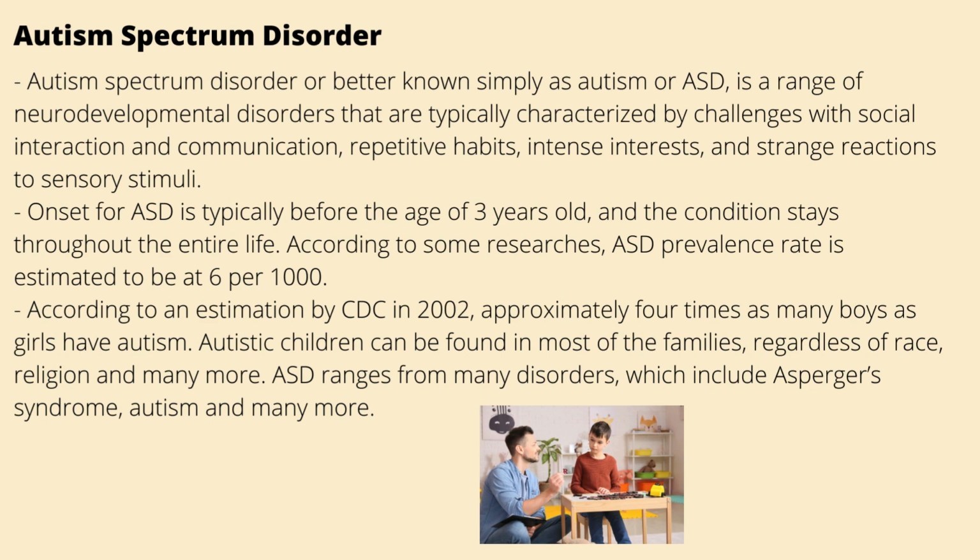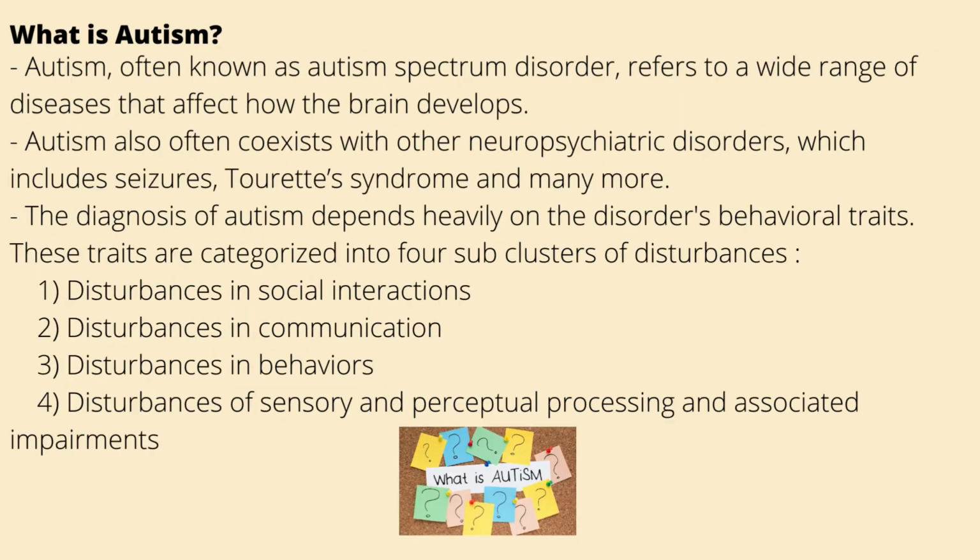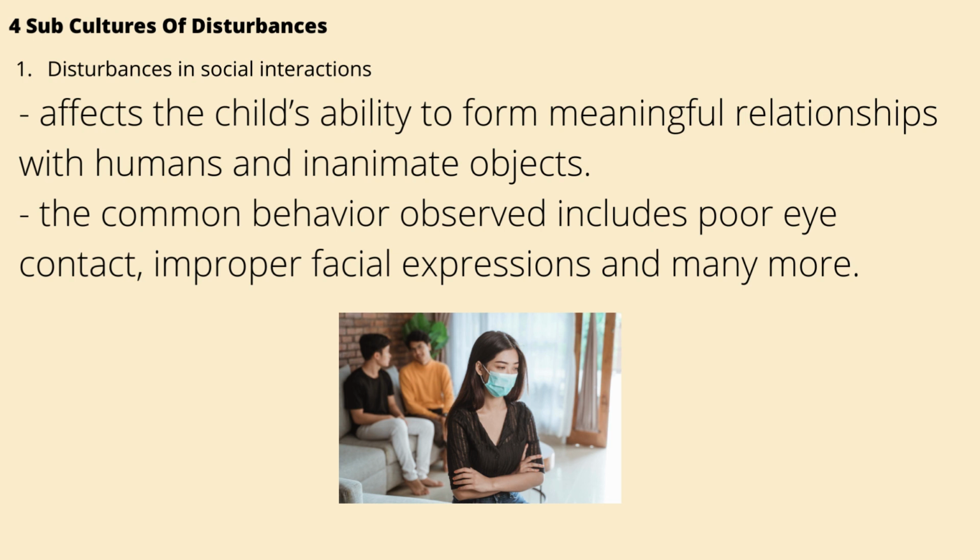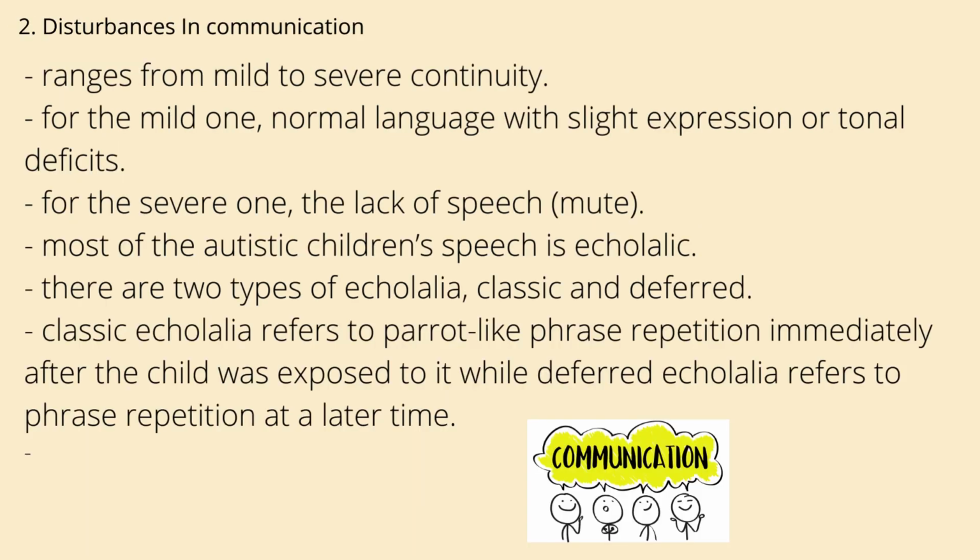Now I'm going to start with autism spectrum disorder. Autism spectrum disorder, also known as ASD, is a range of neurodevelopmental disorders that's typically characterized by challenges with social interaction and communication, repetitive habits, interests, and others. Onset for ASD is typically before 3 years old, and the condition stays throughout the entire life.